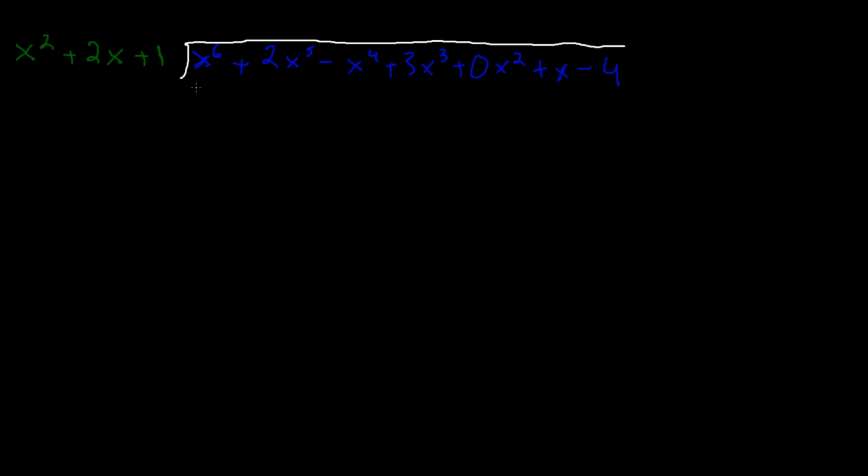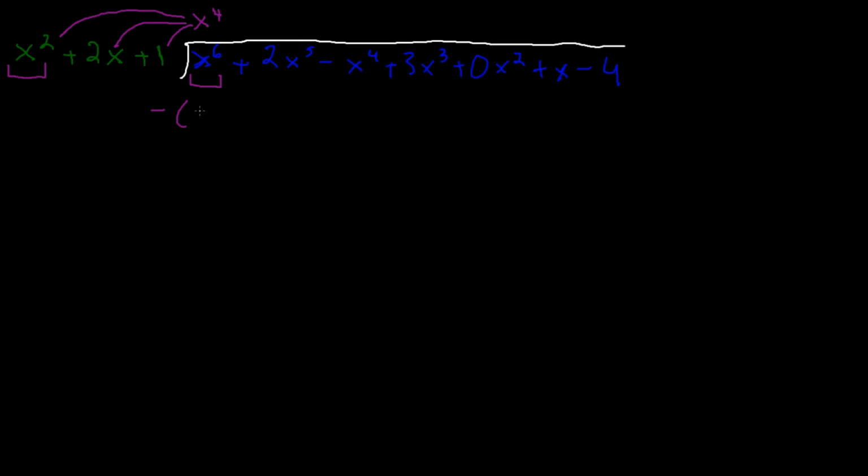So the first thing we've got to look for when dividing polynomials is the front term of the polynomial. And what we need to ask ourselves is, x squared times what equals x to the 6th? And the answer to that is x to the 4th. Now after we get this, we're going to multiply it out to these three terms and subtract it from what's inside the division sign.